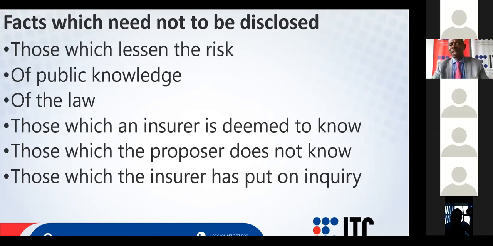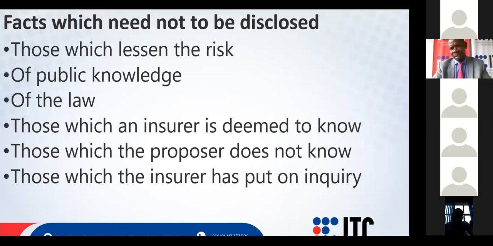So you are deemed to know some of the qualities and characteristics of this person, whoever has brought you the business. If the insurer is deemed to know certain features, you cannot hold the insured accountable. Then there are those which the proposer doesn't know. Sometimes you can bring your risk and you don't know exactly whether it has inherent features which can make the risk a bit bad.